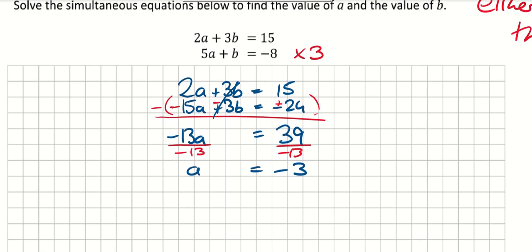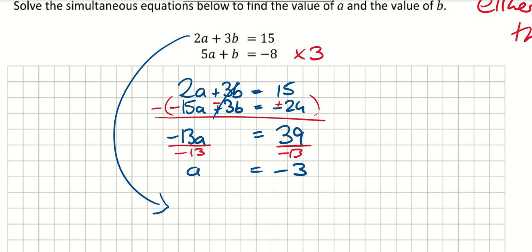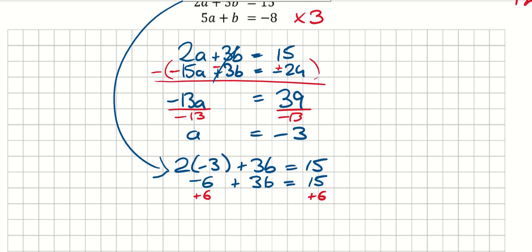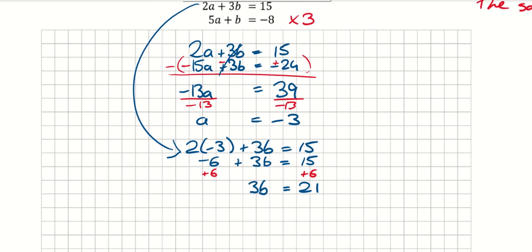Okay, now we can just sub back in our A. So just take one of the equations. I'll just take the top one. So 2A, so 2 by minus 3, plus 3B equals 15. Okay, so 2 by minus 3 is minus 6, plus 3B equals 15, and it's just a linear equation. So plus 6 to each side, just like we always do. And we get 3B equals 21. And the last step then is just divide by whatever's in front of the letter. So 3B divided by 3, 21 divided by 3, and we're going to get B is equal to 7. Okay, so we've got A is minus 3 and B is 7.